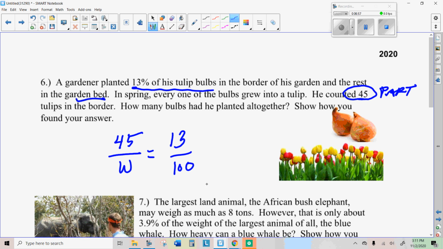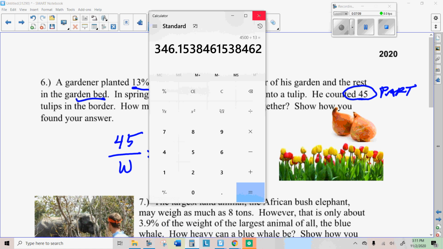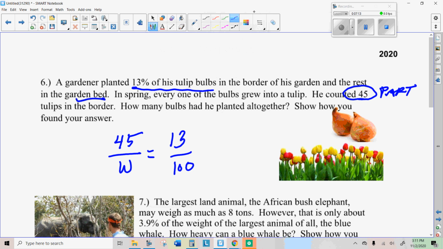Okay, so we're going to do 45 times 100 divided by 13. Equals, we're going to round that to the nearest whole number because we want a whole number of tulips here. So 346 tulips were planted. All right.